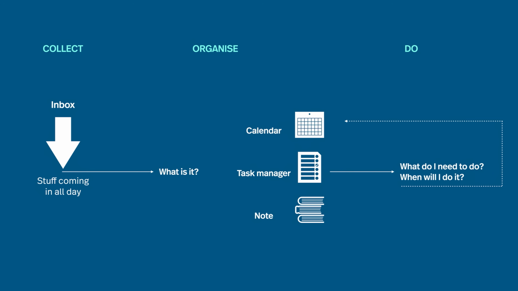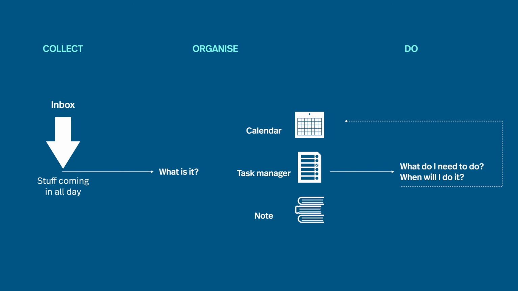Well, if it's a calendar event, you just move it on your calendar. If it's a note, you move it into your notes app. If it's a task, you need to be very clear about what it is you need to do. For instance, clear and prepare the terrace for the spring. That would be the way I would write that task. And finally, you need to decide when are you going to do it.